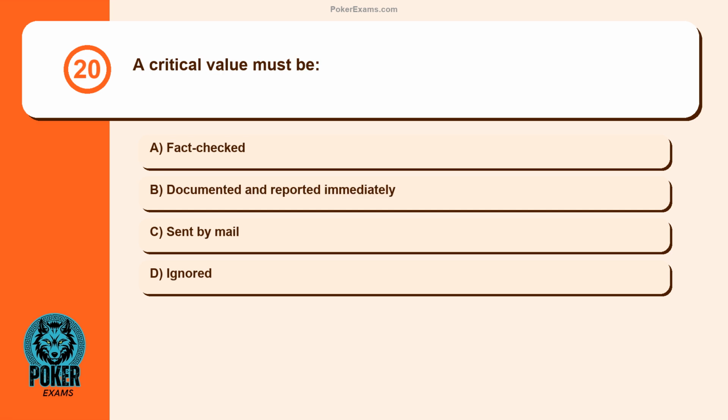Question 20. A critical value must be fact-checked, documented and reported immediately, sent by mail, ignored.